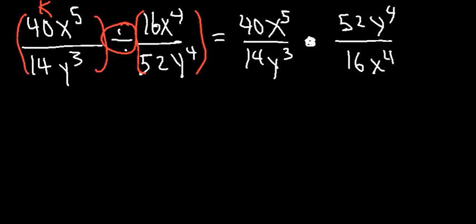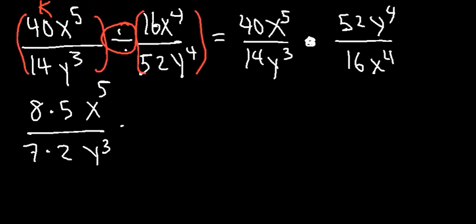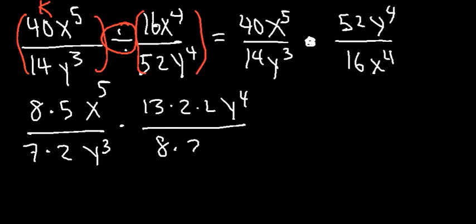Okay, so now we're multiplying again. So instead of multiplying 40 by 52, let's see if we can break down these numbers. So 40 is 8 times 5. And 14 is 7 times 2. Now 52, that is 13 times 4, which we can also write as 13 times 2 times 2. And 16, I'm going to write it as 8 times 2 because I want this 8 to cancel with this 8. And this 2 is going to cancel with that 2. And this one will cancel with this one.